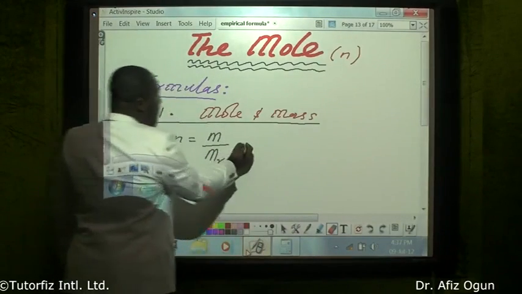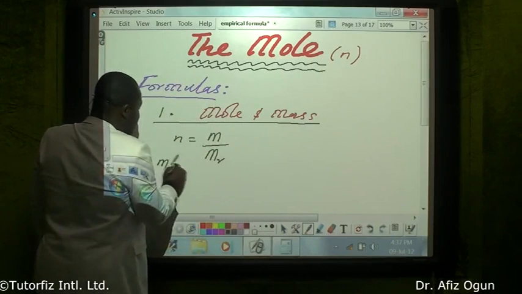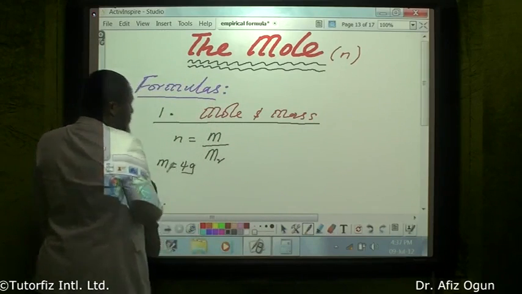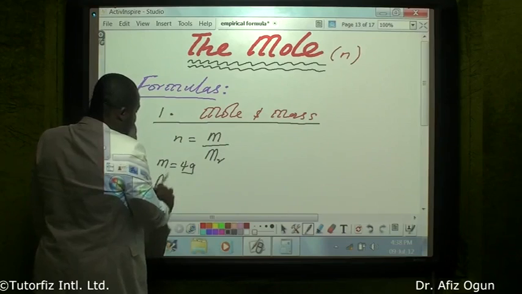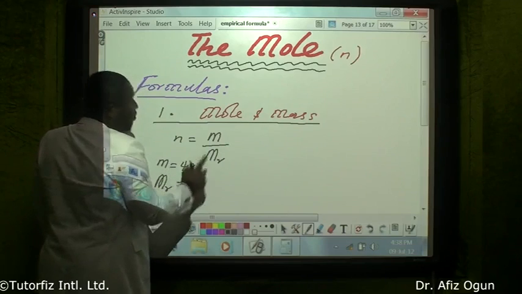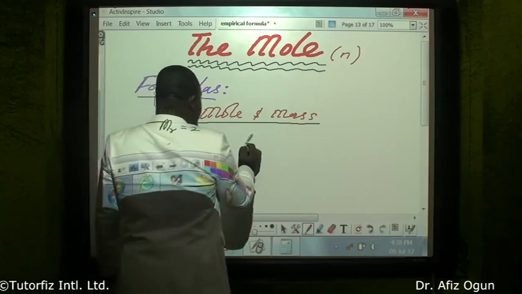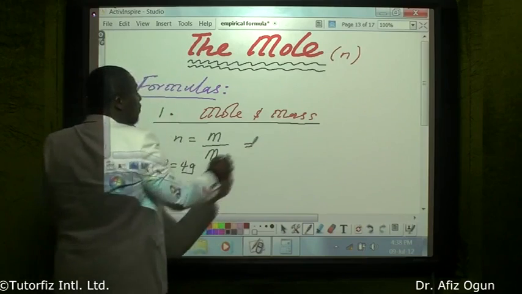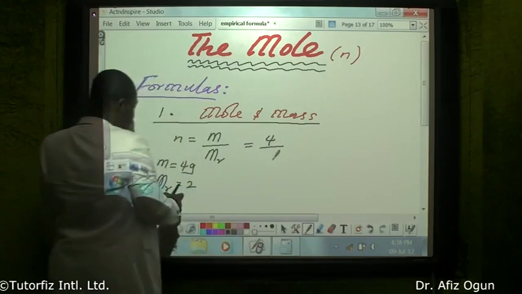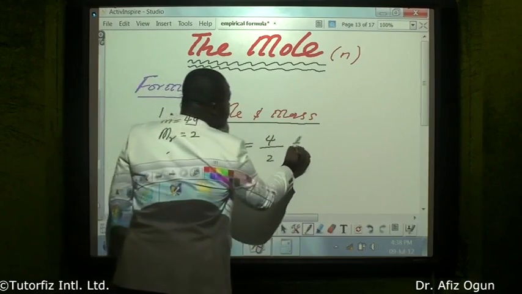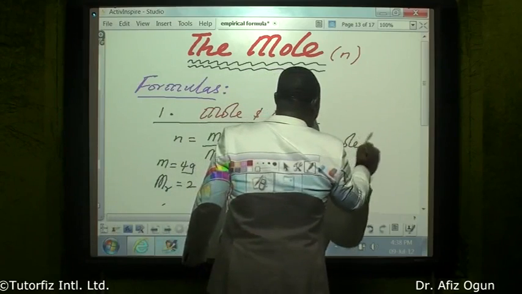So my m given is 4 grams. The molar mass of hydrogen is supposed to be 1, but it's H2, that makes 2. So my n here will be 4 divided by 2, which equals 2 moles.